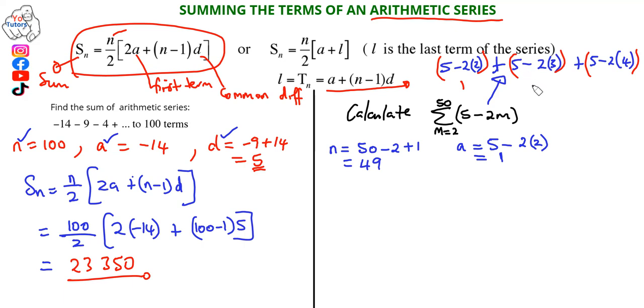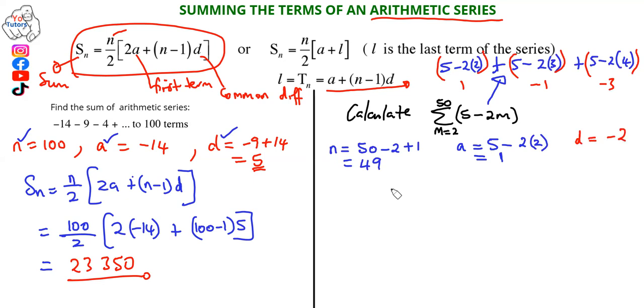negative 1. Okay, then if we say 5 minus, here we have 2 times 4, so it's going to be minus 8. It's going to give us minus 3. So what you will see is that if we say minus 2 minus 1, you're going to get minus 2. Then if we say negative 3 minus negative 1, it's going to give us negative 2. So it means that our d in this case is negative 2. Okay, that's what we have.